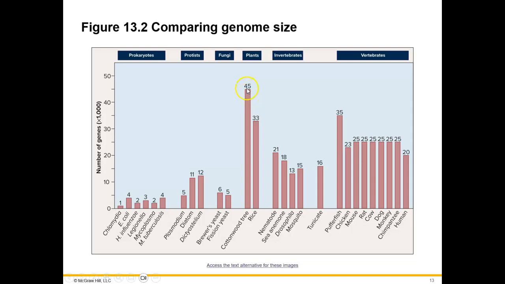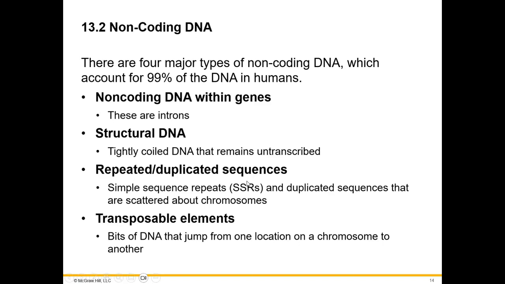So just because they have more nucleotides does not mean they're more complex organisms. A lot of times simpler organisms have longer stretches of DNA with a lot of repeated sequences or a lot of introns, a lot of non-coding portions of DNA. When we talk about those portions, there's really these four basic types that make up all of the DNA that is not coding for proteins. And so these account for 99% of the DNA in humans. Only that 1% is going to code for proteins.